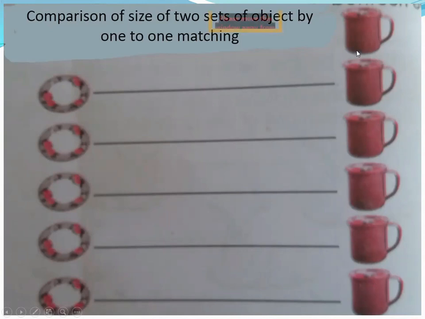We have here 6 cups and 5 saucers. So cups are greater than, or more than. We use two terms here, greater than and more than. So cups are greater than or more than saucers, and the saucers, because they are less, are less than cups.